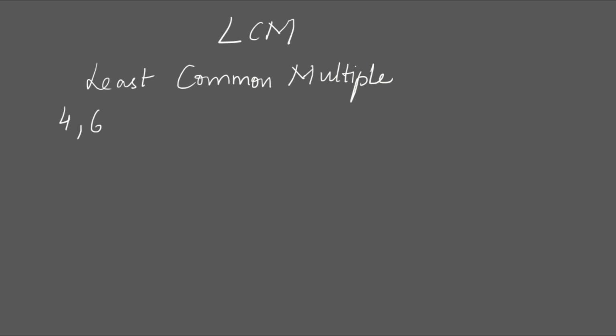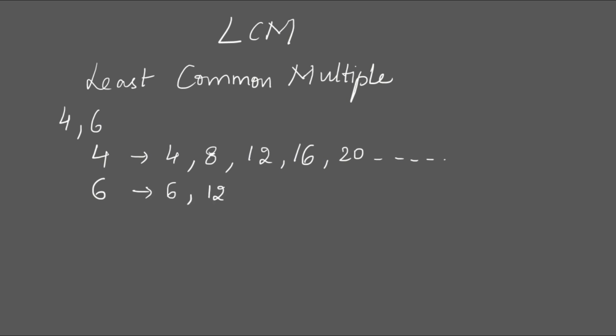what are the multiples of 4? 4, 2 times 4 is 8, 3 times 4 is 12, then 16, 20 and so on. What are the multiples of 6? 6. 2 times 6 is 12. 3 times 6 is 18. 4 times 6 is 24. So on and so forth.